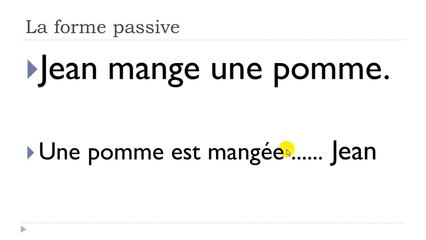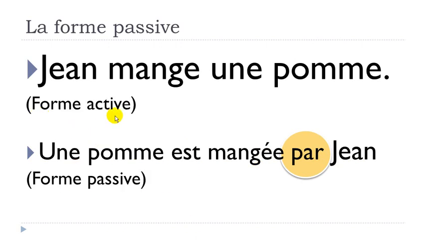And obviously something is missing here. And the thing that we will add to construct this passif will be par. All right, so now we've got this sentence, une pomme est mangée par Jean, and it's the passive form. Forme active, Jean mange une pomme. Forme passive, une pomme est mangée par Jean. All right?